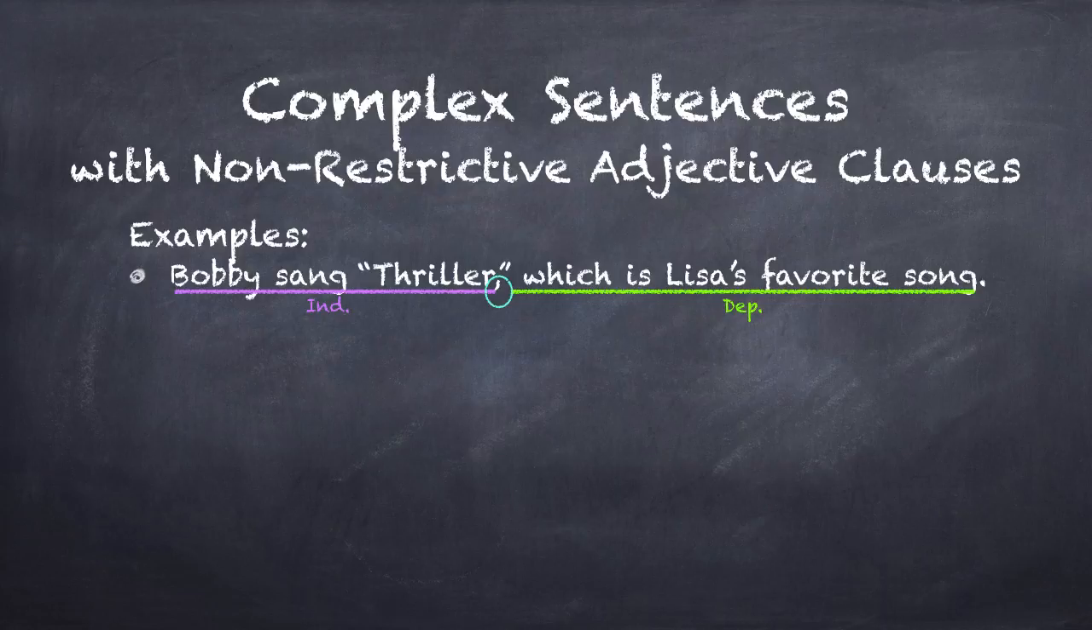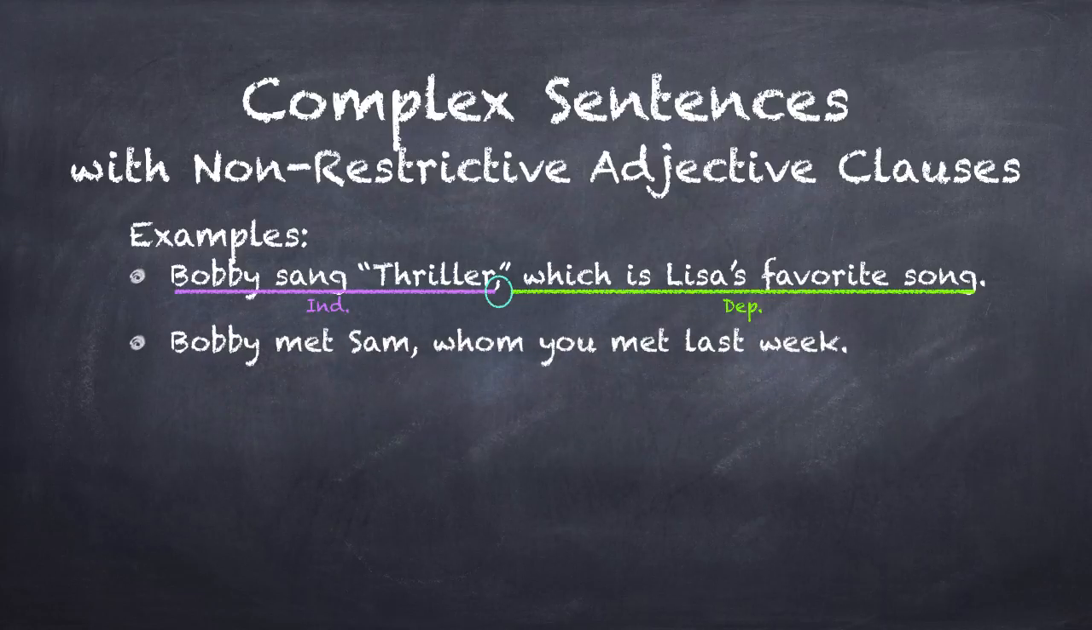Let's look at another example. Bobby met Sam, whom you met last week. In this case, Bobby met Sam is the independent clause. With the name Sam, we know exactly who Bobby met. We may add additional information by writing whom you met last week as a non-restrictive adjective clause, perhaps to remind you who Sam is, but it's not necessary information in the sentence. Again, we use a comma because we have a non-restrictive adjective clause.